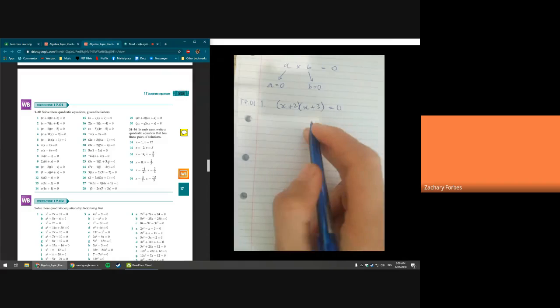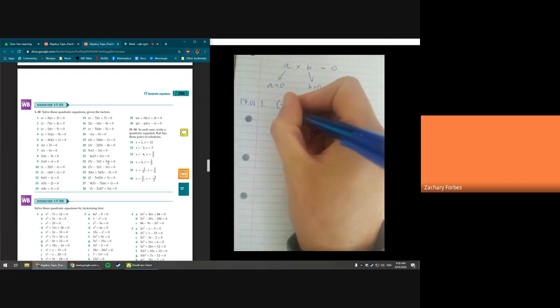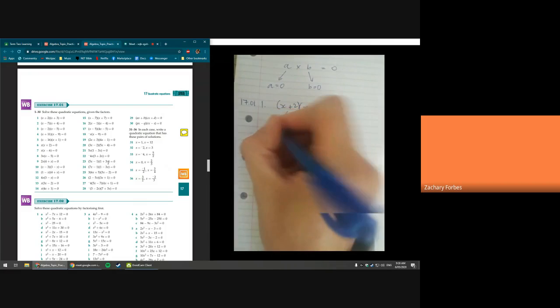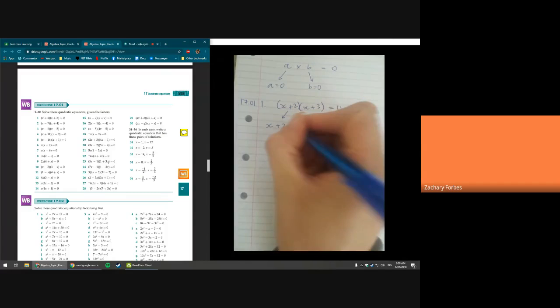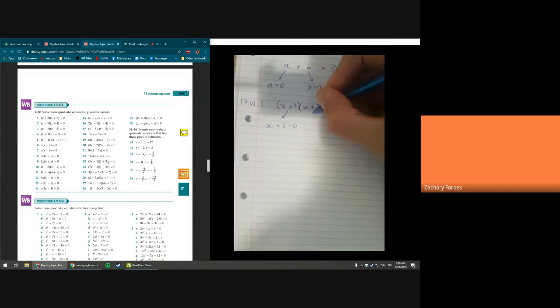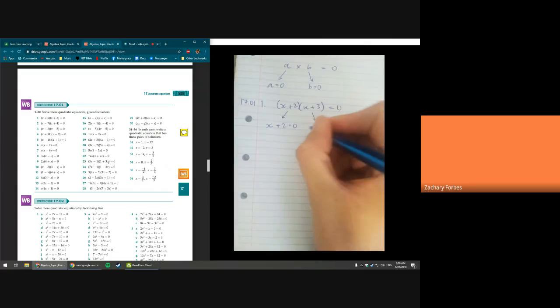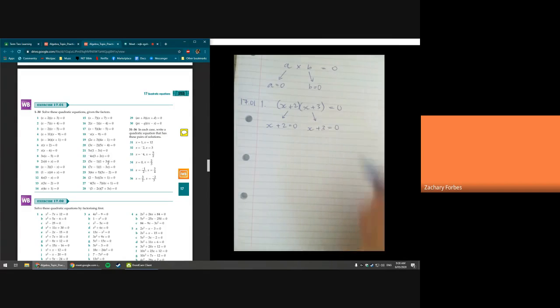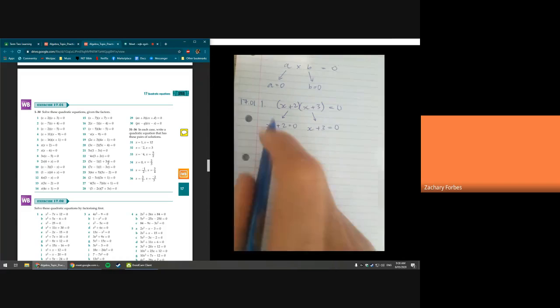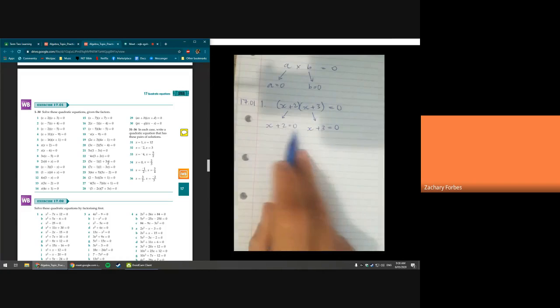So what I do is I draw a little arrow down here, and I say x plus 2 could be equal to 0, or over here, x plus 3 could be equal to 0. So there's two possible scenarios here. So we can pretty much just split it off into two linear equations. And then I'm just going to solve over here.